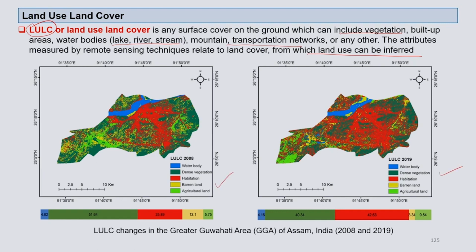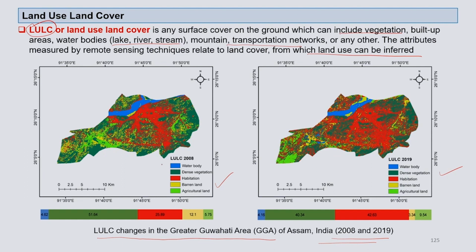These are the result of remote sensing data and then application of GIS tools. Now, this is the land use land cover change in the Greater Guwahati area, where our institute, IIT Guwahati, is located. So, a study was carried out to see how land use and land cover changed in the Greater Guwahati area in Assam. This is just to give you a real example.